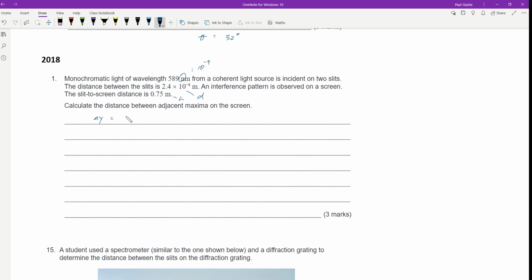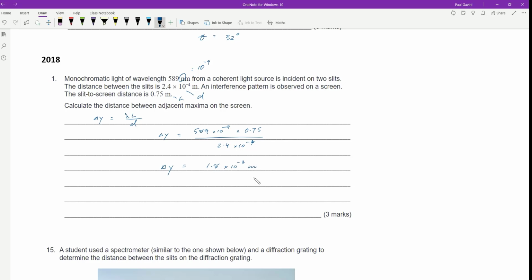So delta y is equal to the wavelength times the length from the screen divided by the distance. Let's substitute our values here. So delta y is equal to 589 times 10 to the power minus 9 times 0.75 over 2.4 times 10 to the power of minus 4. So separation between the slits will be 1.8 times 10 to the power of minus 3 meters.